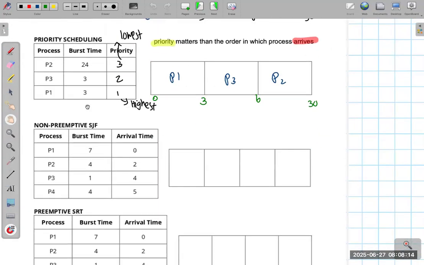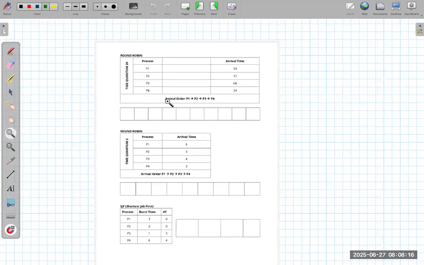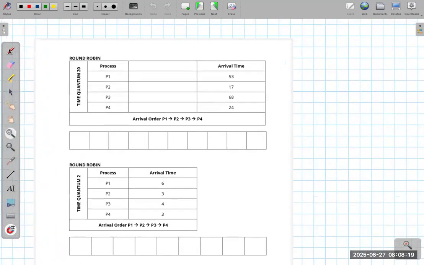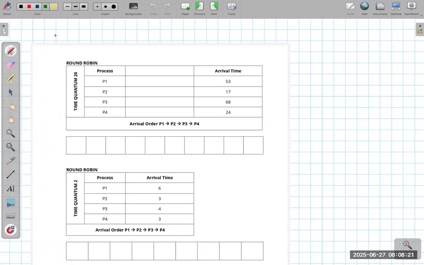Okay, nice. Let's get started. Round robin. Round robin is basically a preemptive algorithm. Sorry, it's a preemptive algorithm. It gets interrupted in the middle. In a non-preemptive algorithm, there is something called a time slice. Okay. Sorry, we'll say the burst time.